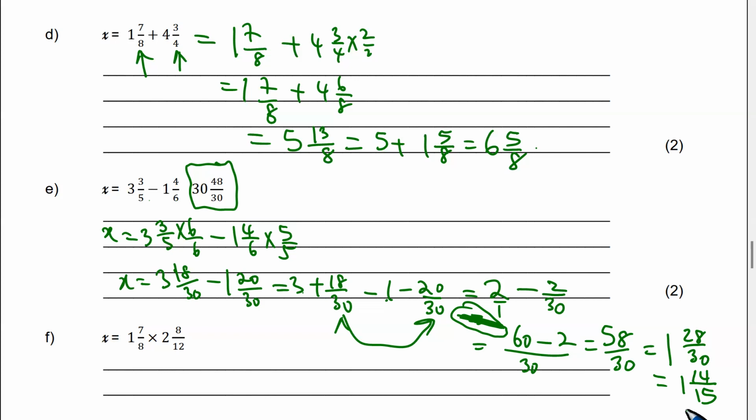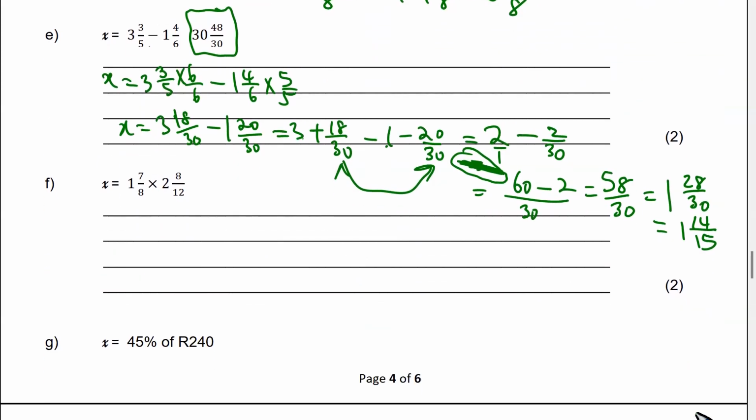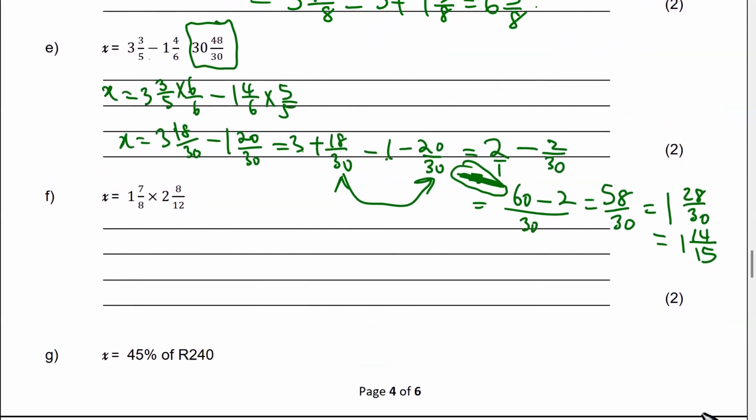So 4 over 3. 4 over 6. I'm just checking. Yeah, that is the answer: 1 and 14 out of 15. Next. Okay, let's check. Do F, please, and give the answer.